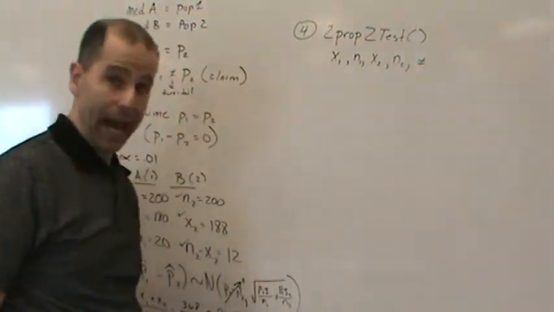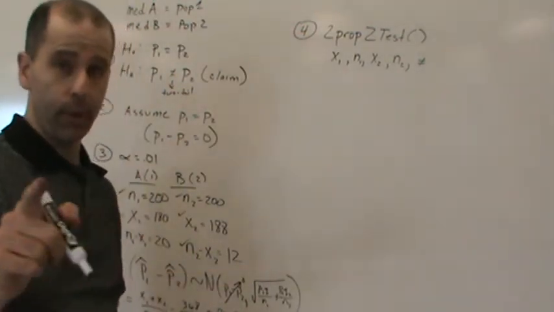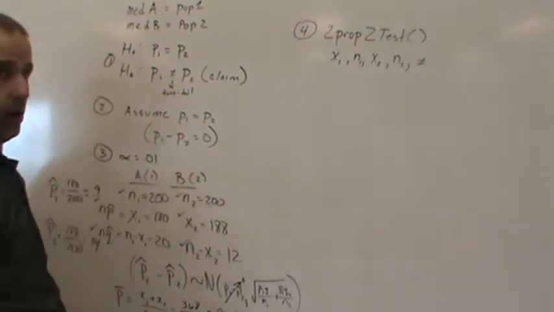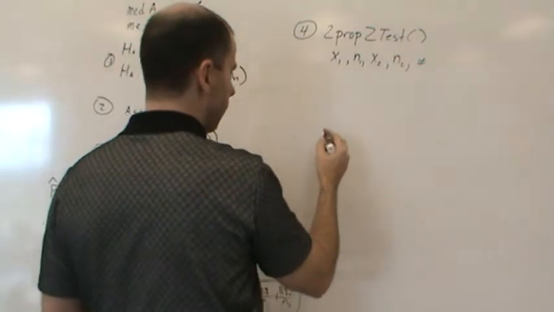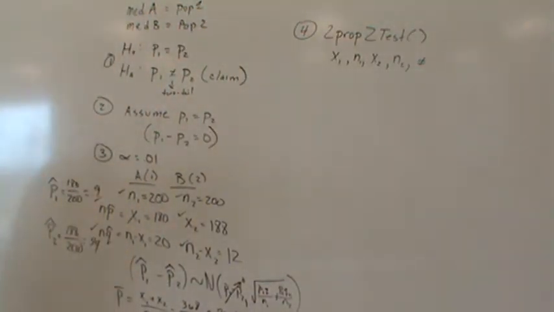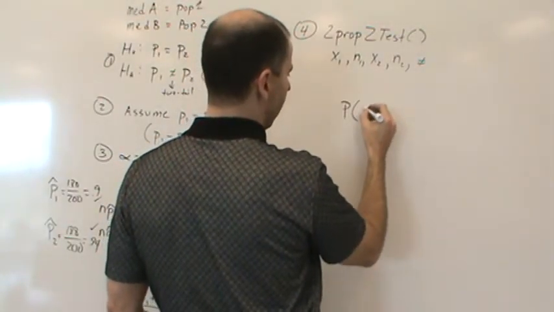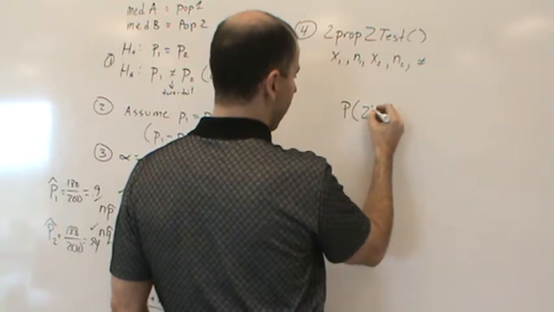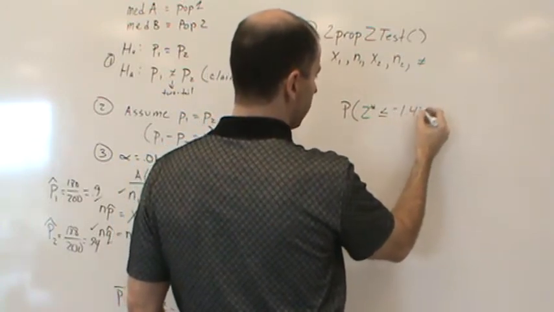Oh, and by the way, I just forgot. We calculated the p-value. The p-value is wrong. Remember, I forgot to double the area. I just made the mistake that I warned you guys about. So the p-value was what? The probability that I calculated was 0.0702. But wait a minute. Remember what I said? That was the probability of my z star being less than or equal to negative 1.474, right?